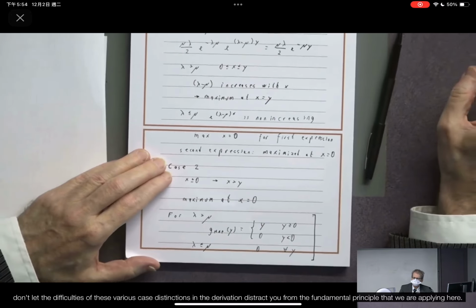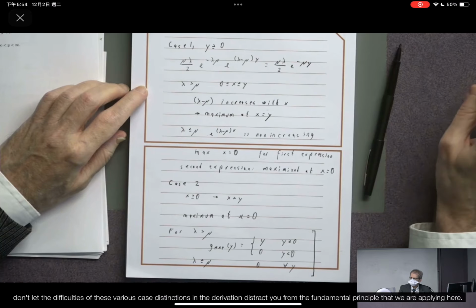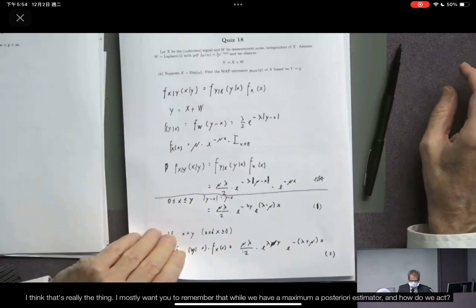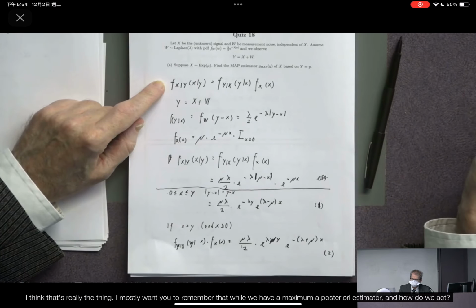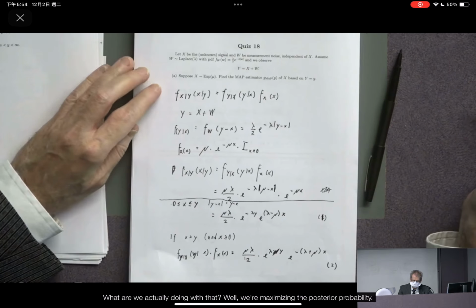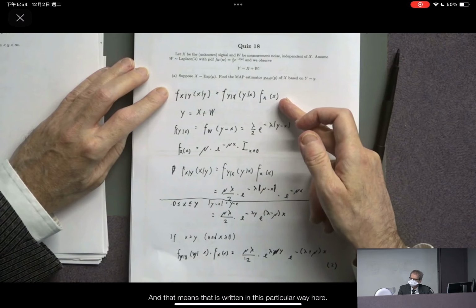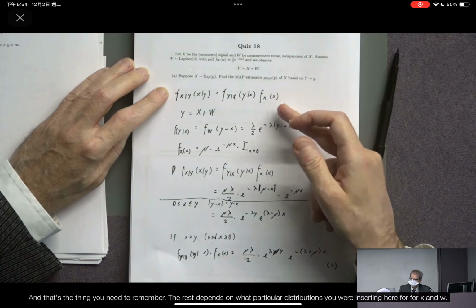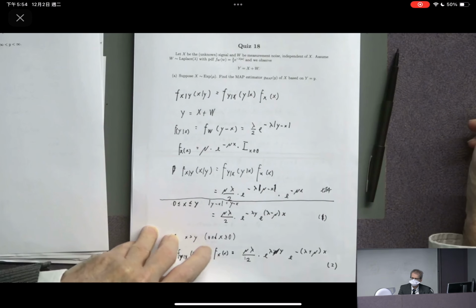But again, don't let the difficulties of these various case distinctions in the derivation distract you from the fundamental principle that we are applying here. I think that's really the thing I mostly wanted you to remember: we have a maximum a posteriori estimator, and what are we actually doing with that? Well, we are maximizing the a posteriori probability, and that is written in this particular way here. And that's the thing you need to remember. The rest depends on what particular distributions you're inserting here for x and w.